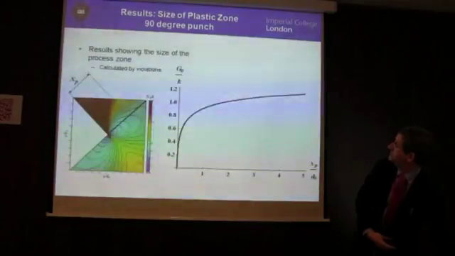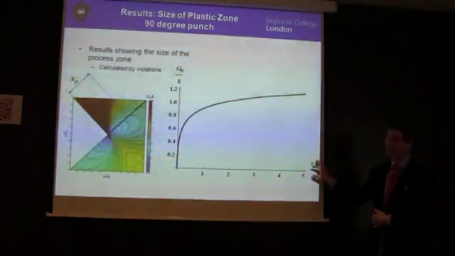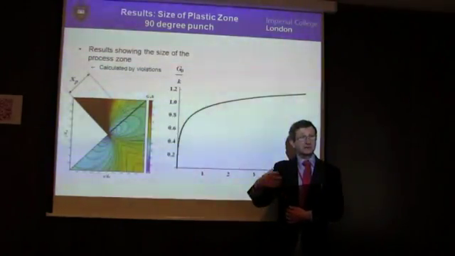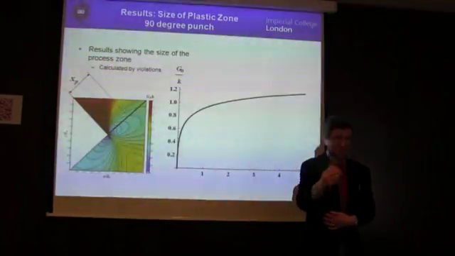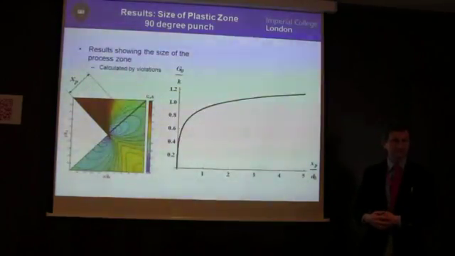Whereas this graph here gives you the size of the plastic slip zone as a function of the applied load, and it is of course independent of the coefficient of friction. We're just assuming it's sufficiently high to prevent all slip, all frictional slip.